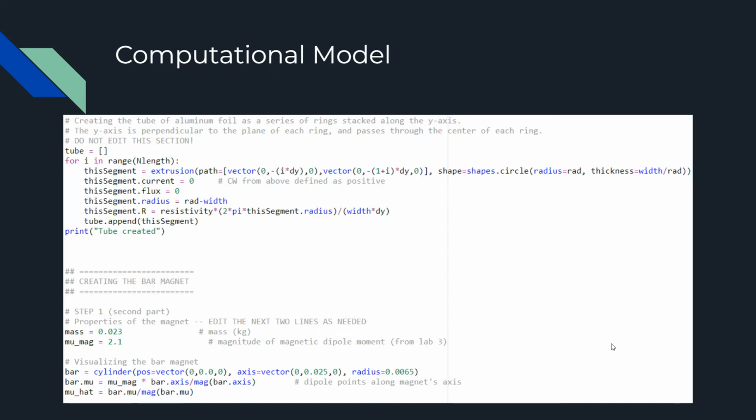So, our computational model. First, we created the tube of aluminum foil as a series of rings stacked along the y-axis, where the y-axis is perpendicular to the plane of each ring and passes through the center of each ring. So for our tube, we have a bunch of different rings, which each have a position, a current, a flux, a radius, and an R, resistivity. And then we create the bar magnet, which has a mass and a magnetic dipole moment, which again we found from lab 3.